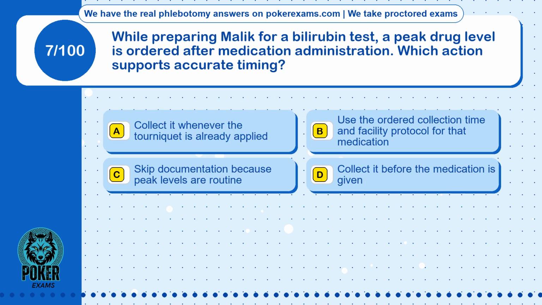Question 7. While preparing Malik for a bilirubin test, a peak drug level is ordered after medication administration. Which action supports accurate timing? Option A, collect whenever the tourniquet is already applied. Option B, use the ordered collection time and facility protocol for that medication. Option C, skip documentation because peak levels are routine. Option D, collect it before the medication is given.